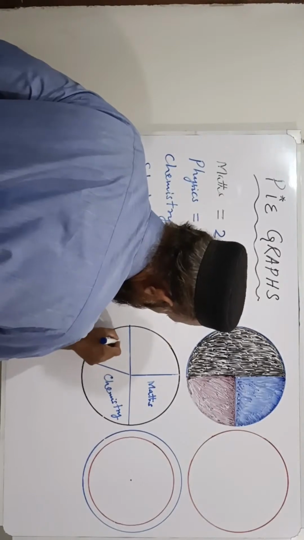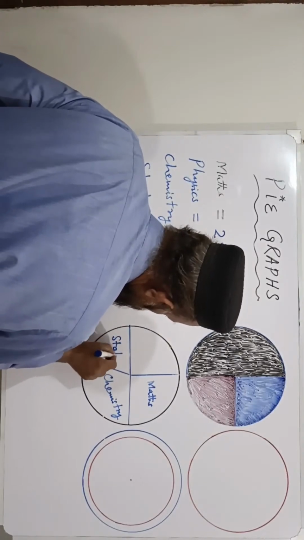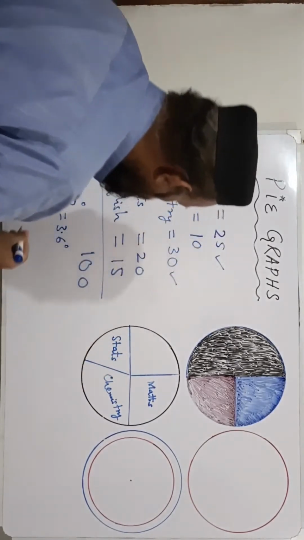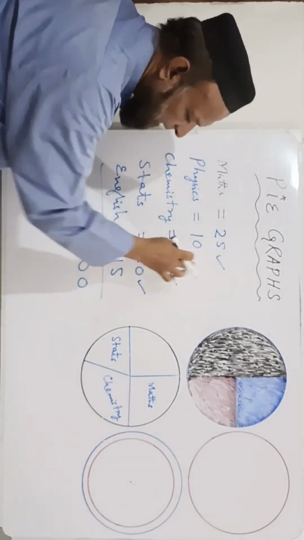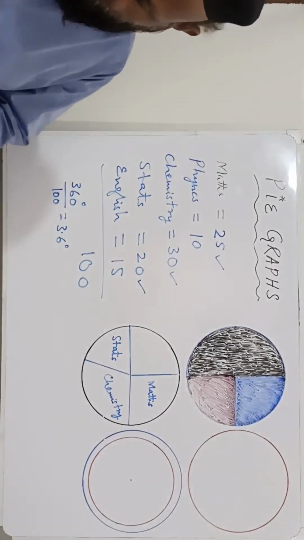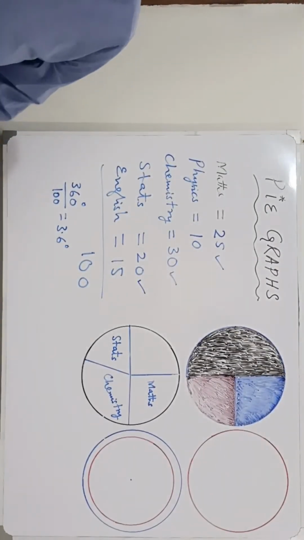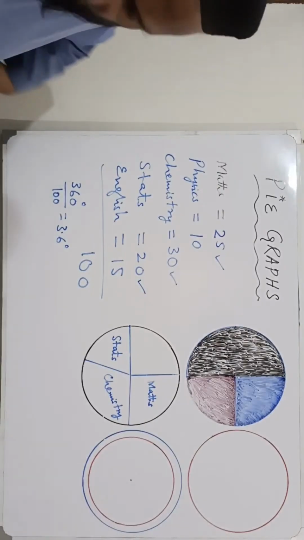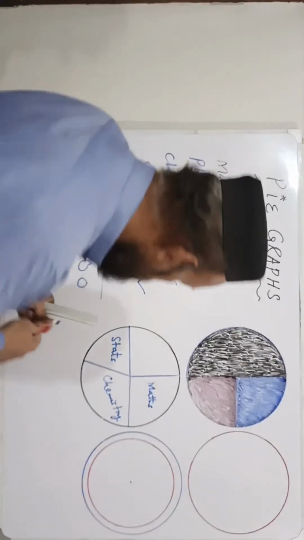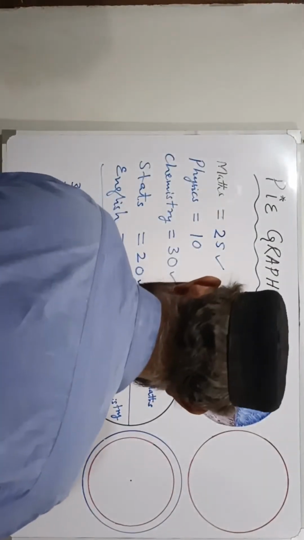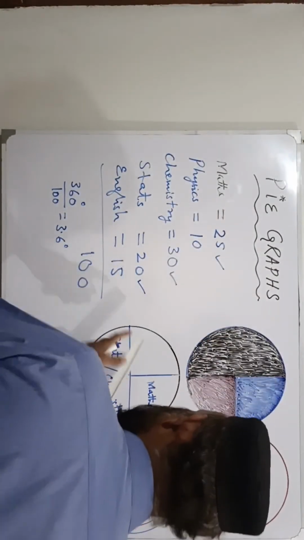This is stats. And then what's left? This English and this physics. English is 15% and physics is 10%. So let's draw these quantities and get the final result. Physics is 10 and stats is 15.